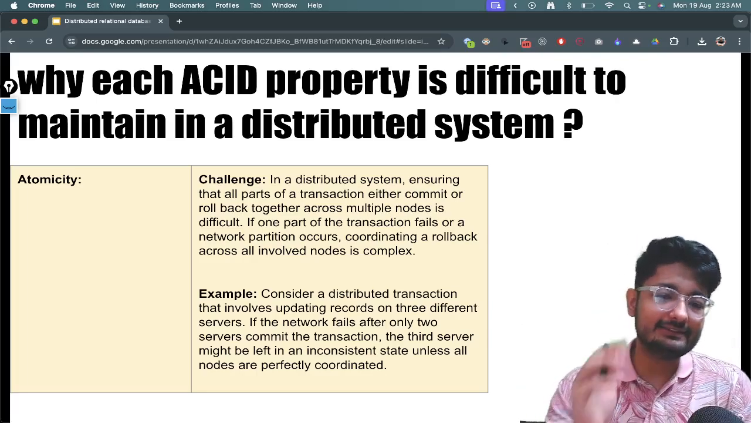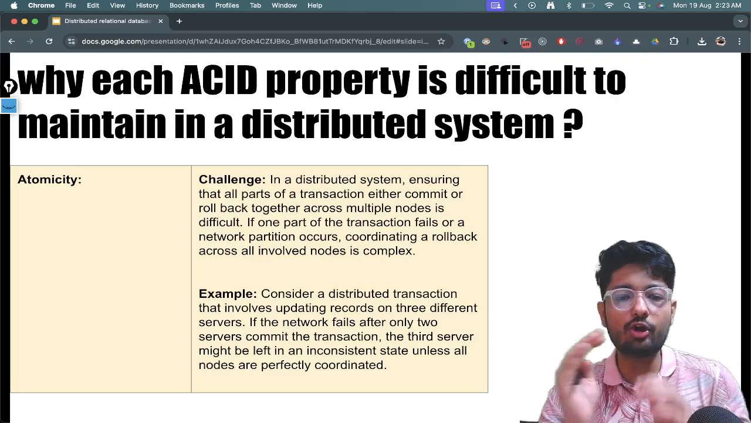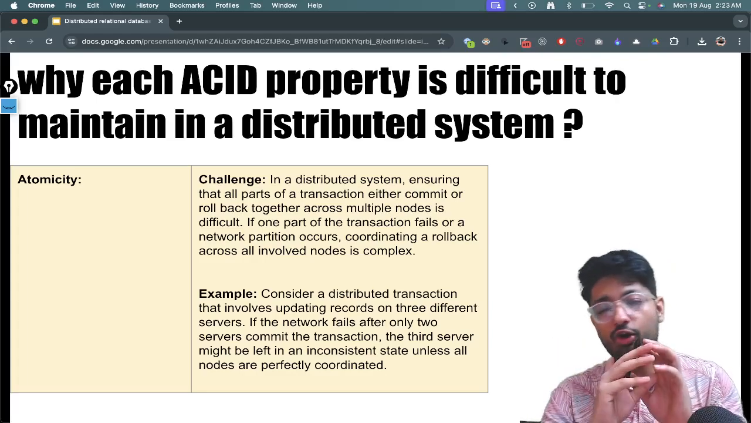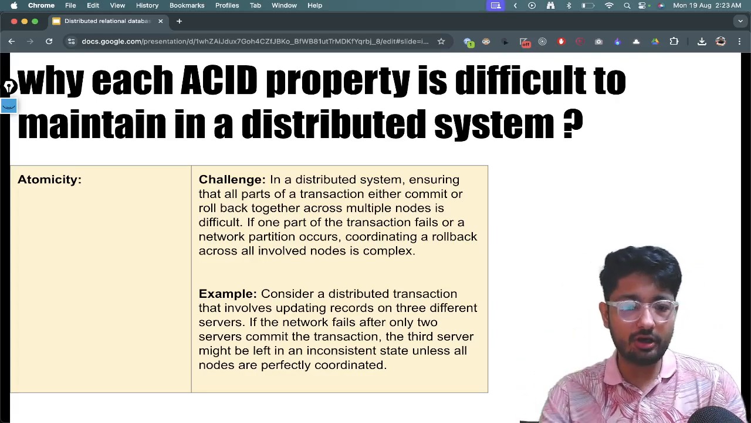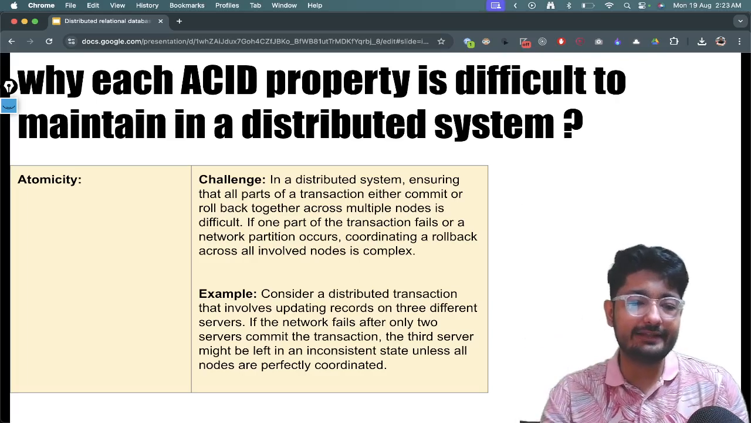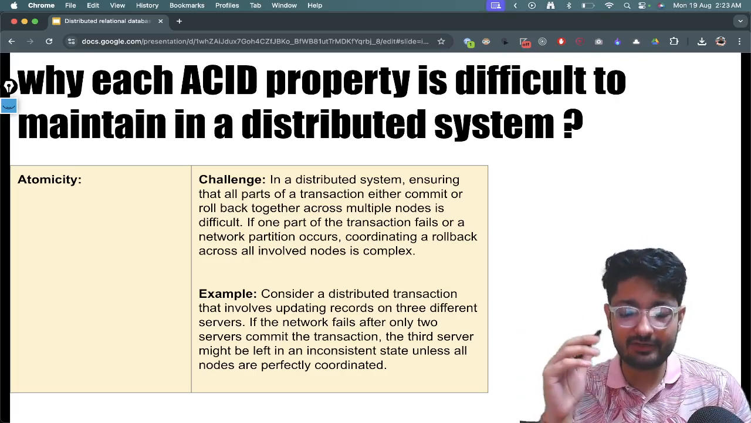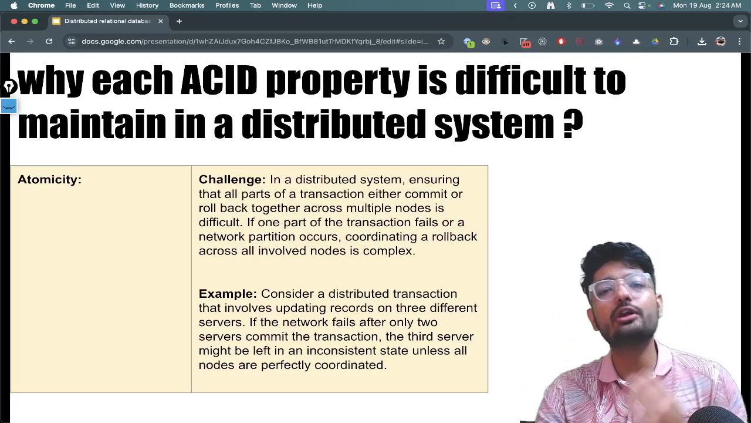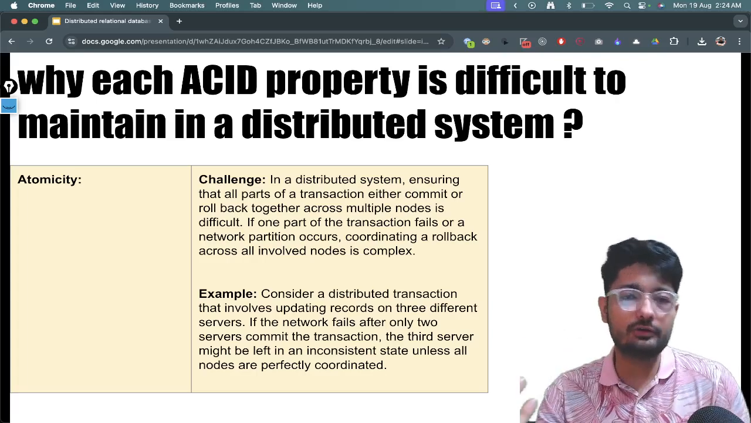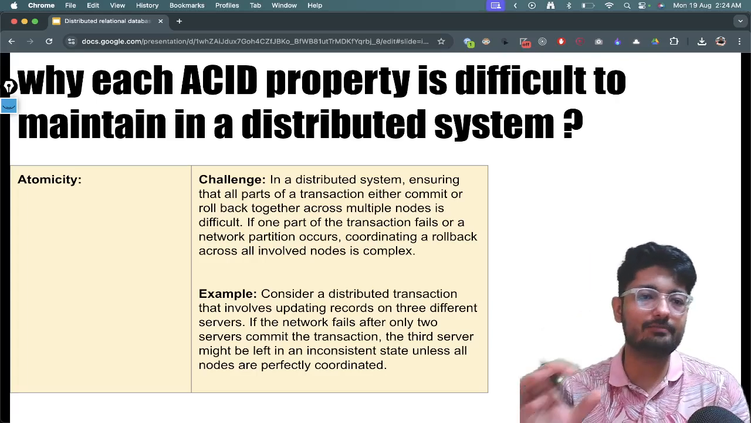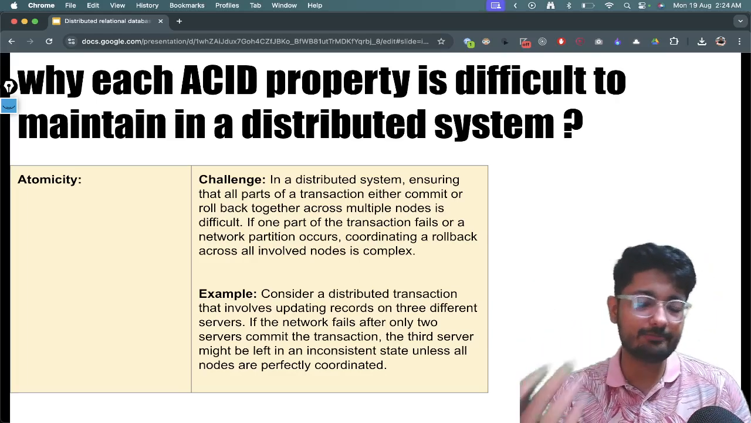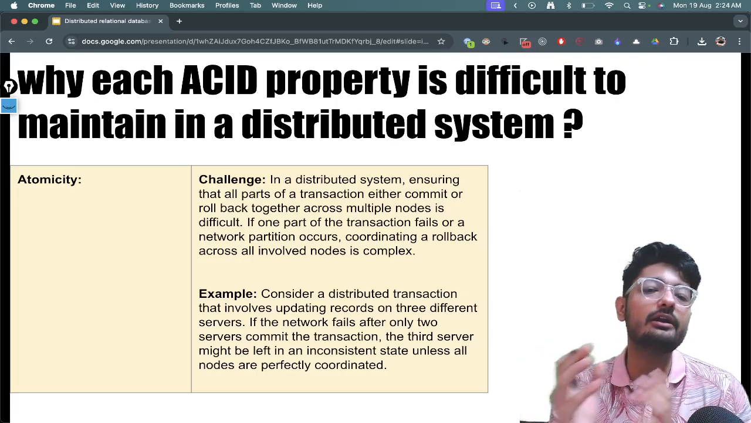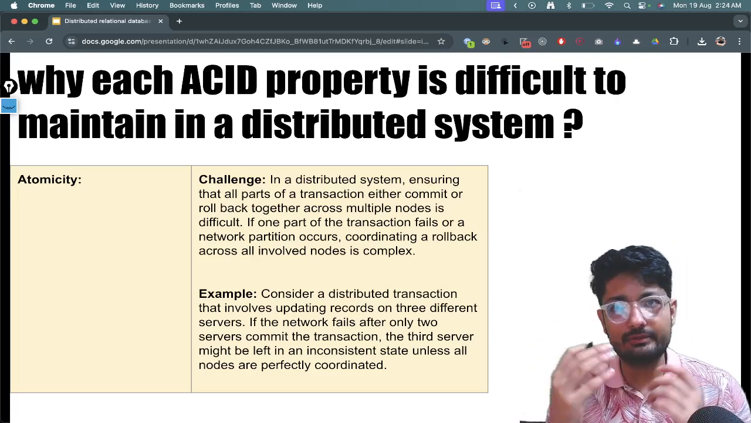The challenge is that in a distributed system, ensuring that all the parts of the transaction either commit or roll back together across multiple nodes is difficult. Because if one part of the transaction fails, or there is a network partition, or one part of the database goes down, then you have to coordinate and do the rollback in all of them, which becomes very complex. If you have one database, then it is fine. But if you have multiple databases and multiple nodes, then doing a rollback or a commit across all the nodes becomes difficult to maintain for this property.